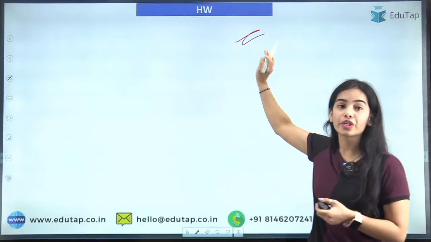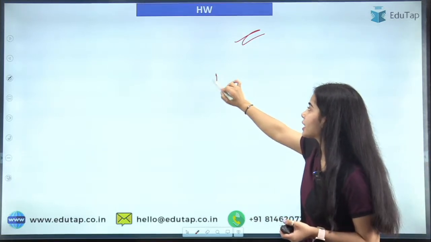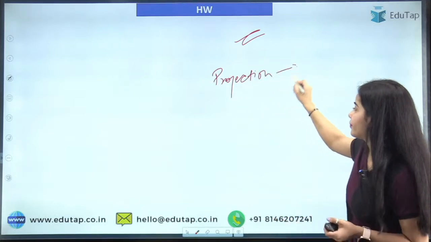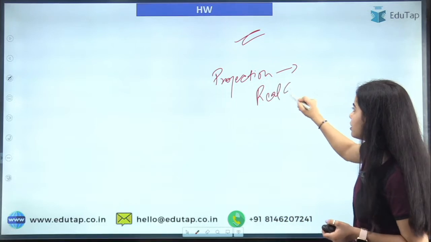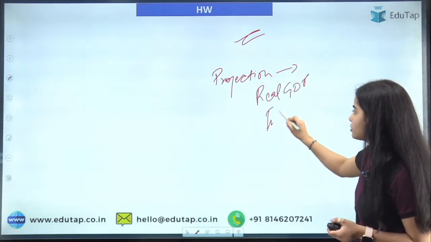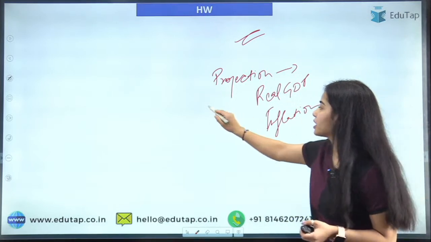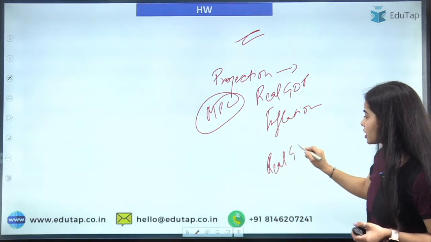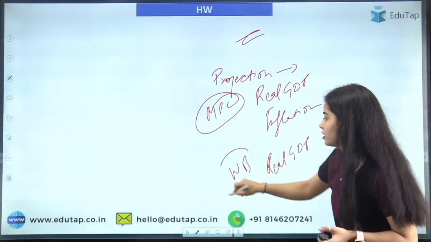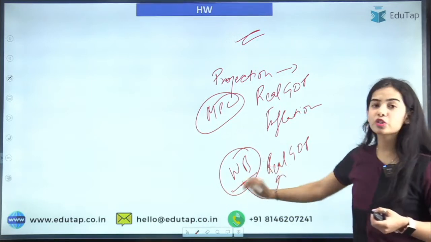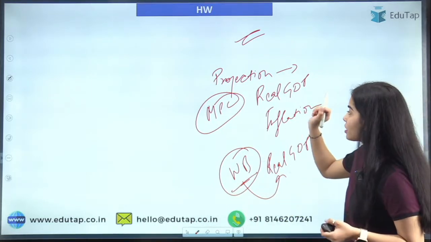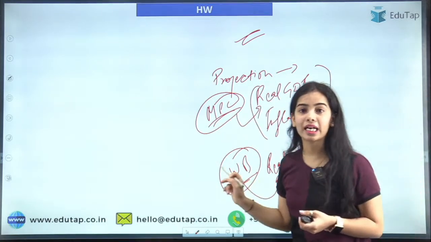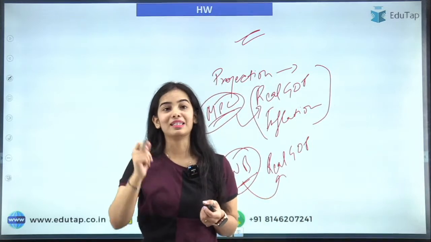Now, what is the homework question? So here you have to tell me regarding the projection of the real GDP and the inflation that was given by the Monetary Policy Committee in its recent meeting, and the real GDP projection that has been given by the World Bank. Okay, because the real GDP projection has been changed by the World Bank, and the Monetary Policy Committee has also changed its projections. Okay, so try to give me the right answer of this.